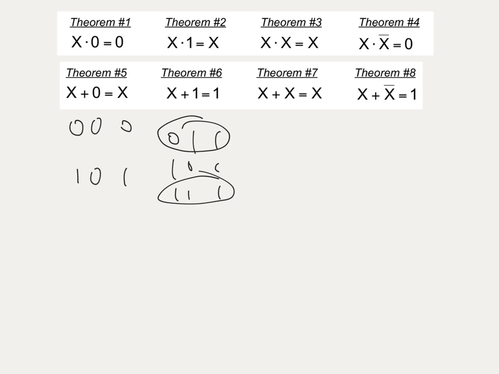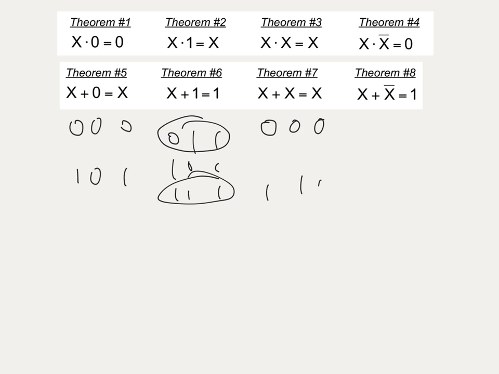Theorem 7, anything ORed with itself is itself. That looks a whole lot like Theorem 3 up there. Those are pretty similar. So again, my possibilities are 0, 0, and 1, 1. And on an OR gate, 0, 0 gives me a 0 output, and 1, 1 gives me a 1 output. So sure, anything ORed with itself is itself.